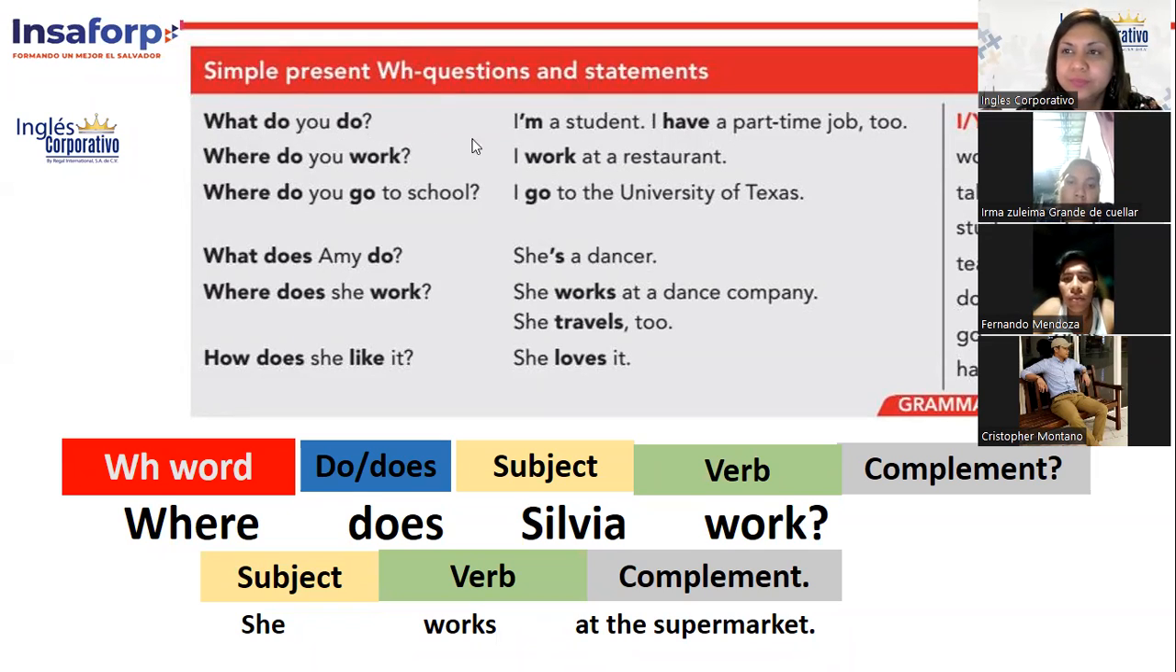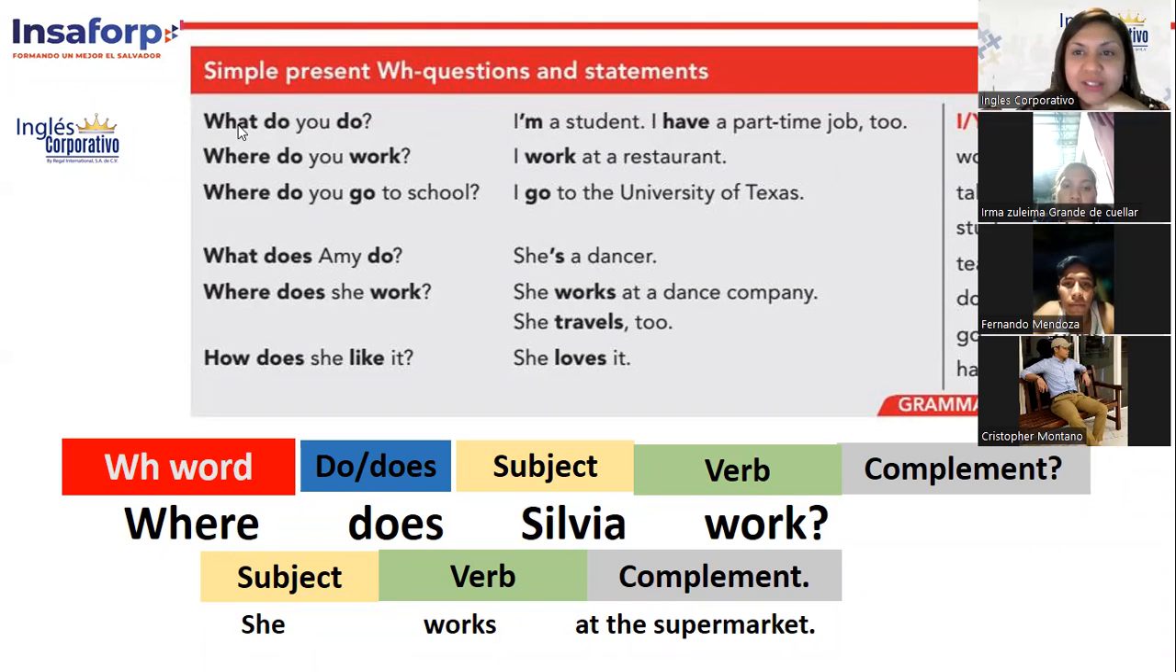Did you do? Student, I have a part-time job too. Where do you work? I work at a restaurant. Where do you go to school? I go to the University of Texas.